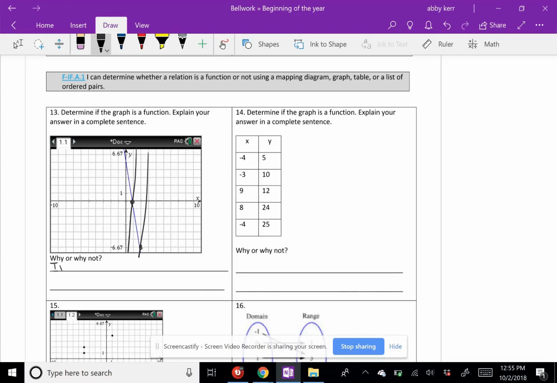So it's a function because every x value, so when x is 1, it's only 0. When x is like 2.5, it's -6. So each x only has one y.